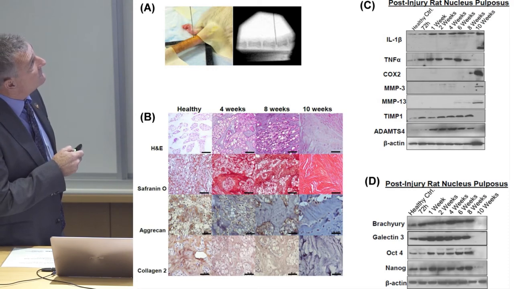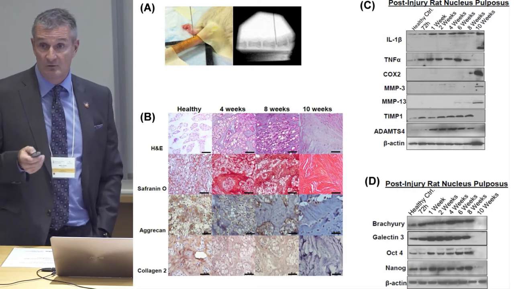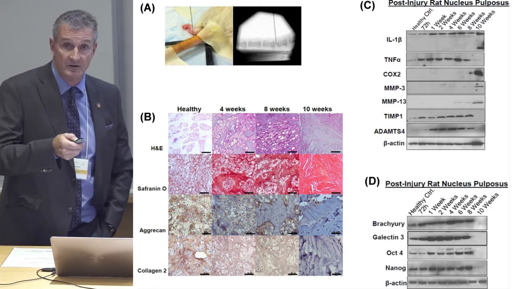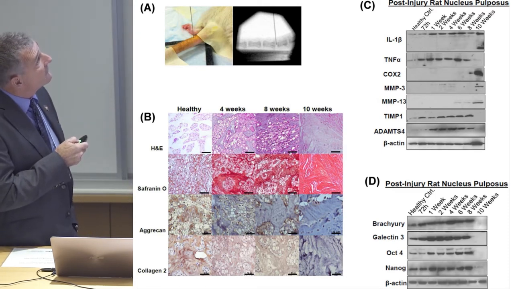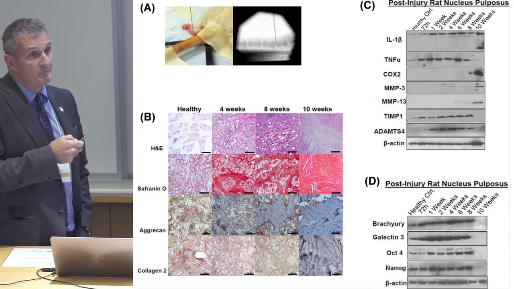This, COX-2, is a very, very important inflammatory player. You may have heard of anti-inflammatory drugs, Celebrex, right? Those are COX-2 inhibitors. They inhibit arthritic inflammation. Look what happens to the expression of COX-2, right at the same time the Pac-Man show up. This guy here, IL-1 beta, interleukin-1 beta, is a major pro-inflammatory cytokine.